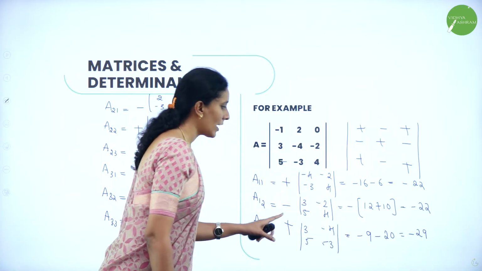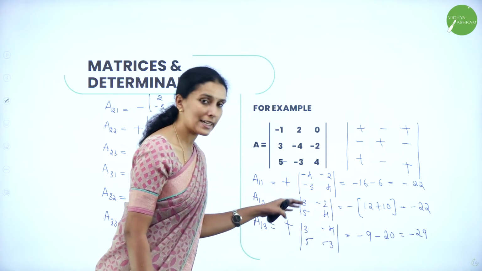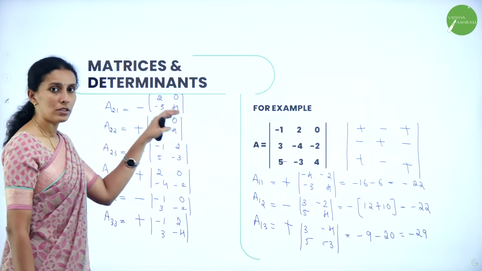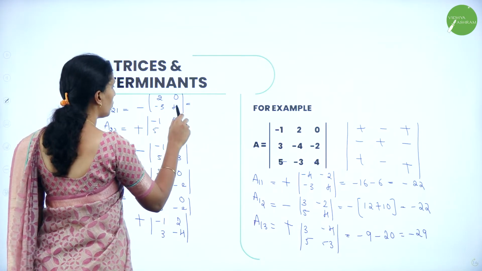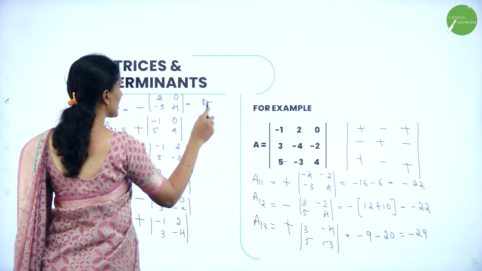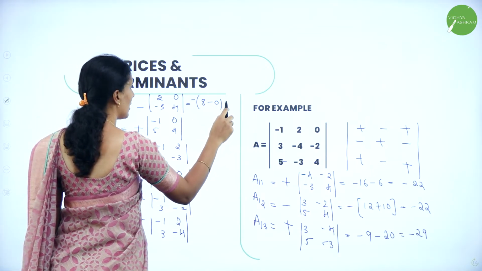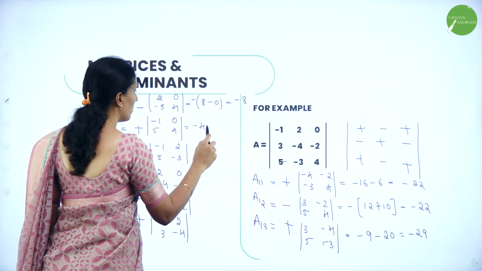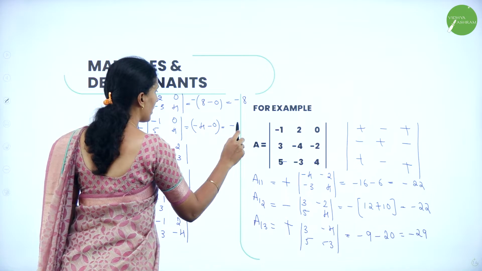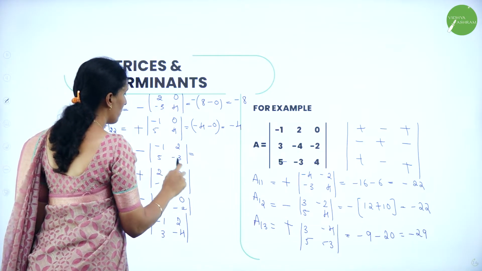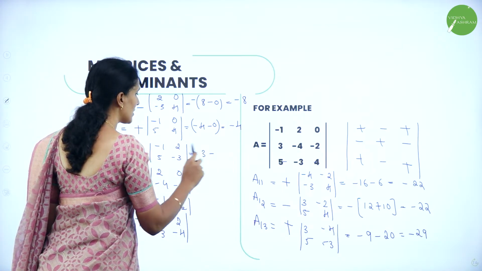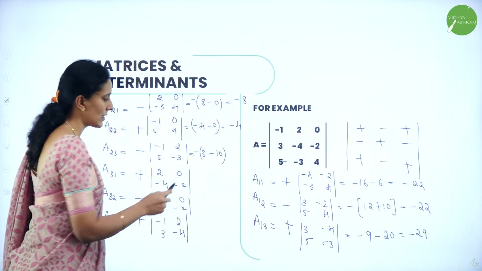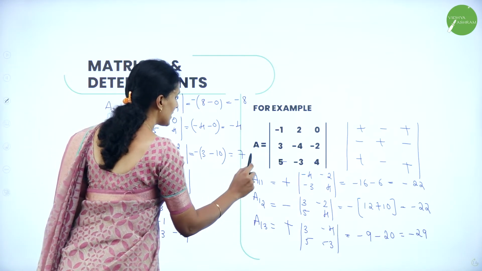So for a positive sign, the value will not change. Whatever you get as the determinant value, that is the value. But if you have negative, the sign changes. So here we have 2 4s are 8, minus 0. Outside you have minus, so the value is minus 8. Next, minus 4, minus 0, so the value is minus 4. Next, both are minus, so it is 3 minus 10. Outside you have minus, 3 minus 10 is minus 7, minus 7 into minus is plus 7.